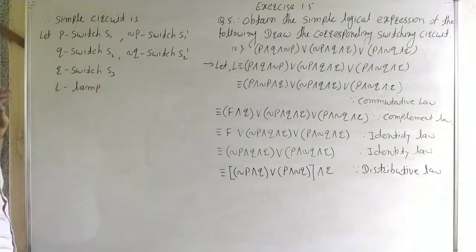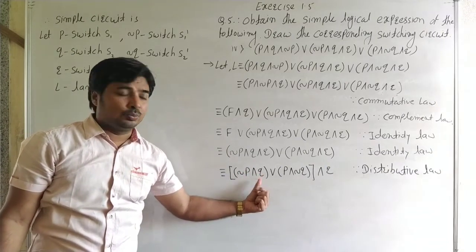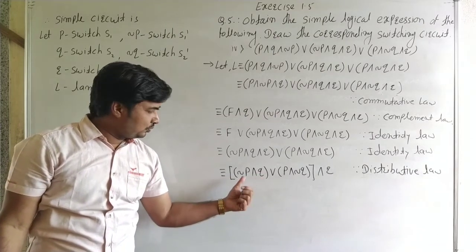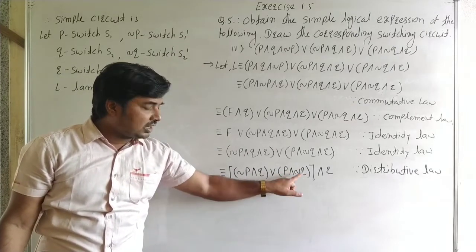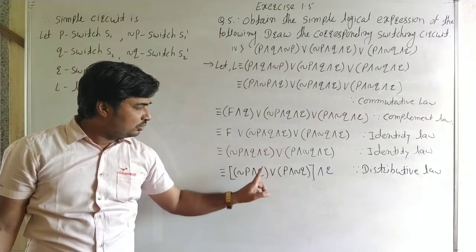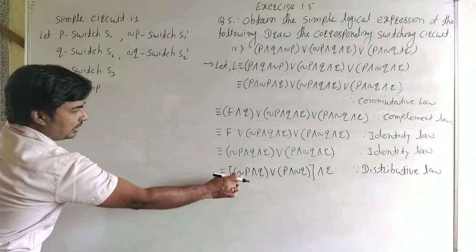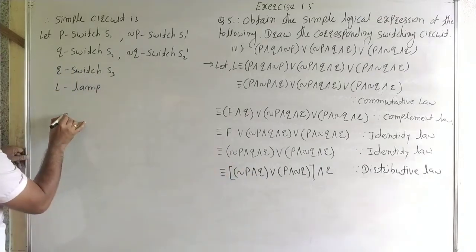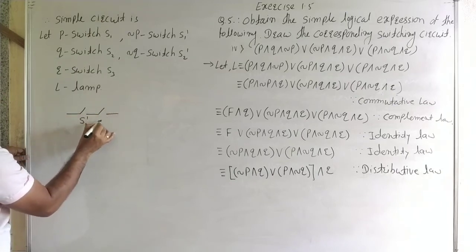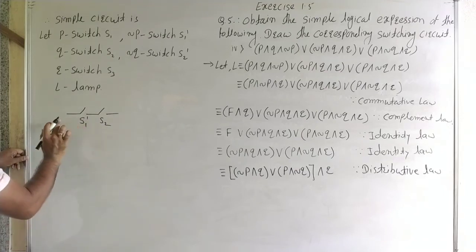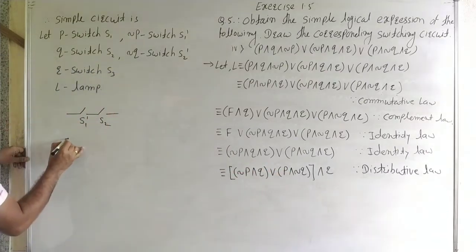Okay, and therefore the circuit diagram is here, see carefully. This negation P and Q, that means these two switches are in series, S1 dash and S2. P and negation Q, again these two switches are in series. And these two switches and these two switches are connected in parallel. Therefore the first bracket negation P and Q is S1 dash and S2, and these two switches are parallel to this.